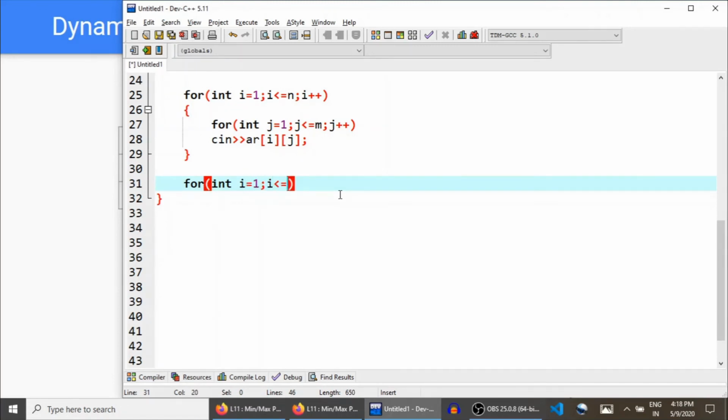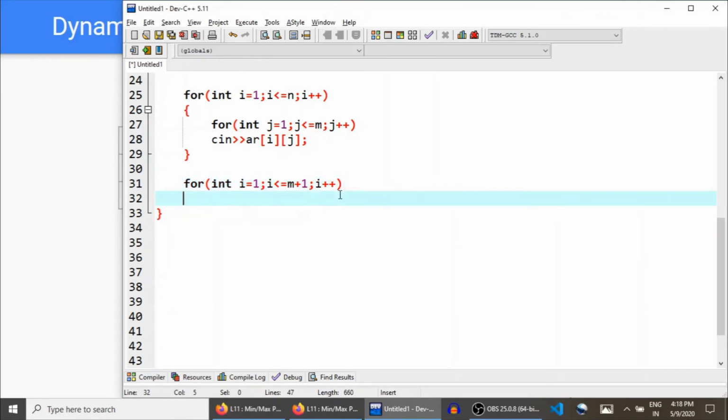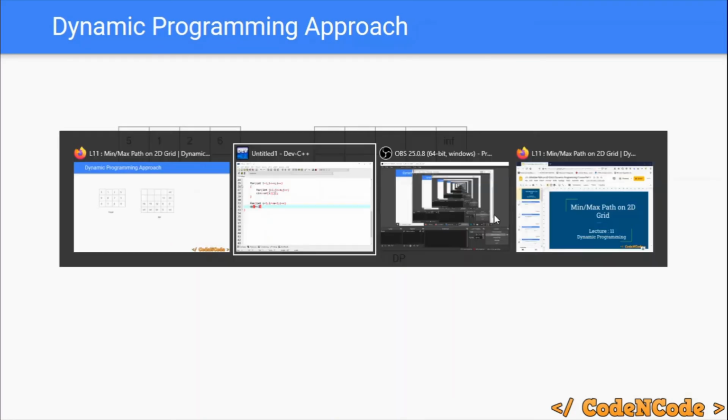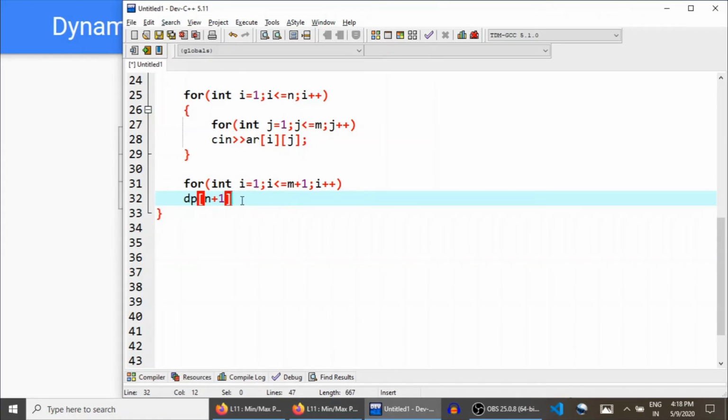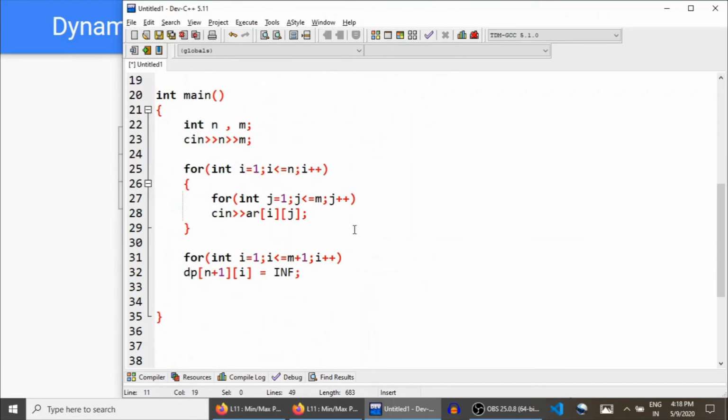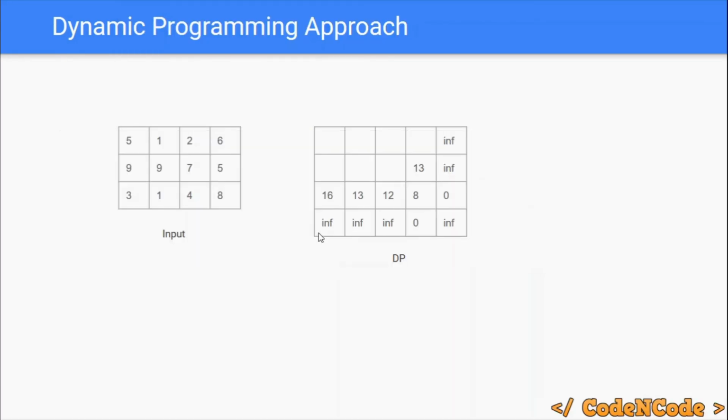In the last row, from 1 to m minus 1, dp of n plus 1, this is the last row. I mean, we have n rows, but this is the n plus 1th row, which will be filled with infinity. So in the n plus 1th row, each column will be filled with infinity. Infinity is a really big number which you are sure will not appear in the input. I have already defined infinity to something like 10 power 9, I guess. Yeah, 10 power 9. Now we have filled all of the cells in the last row with infinity.